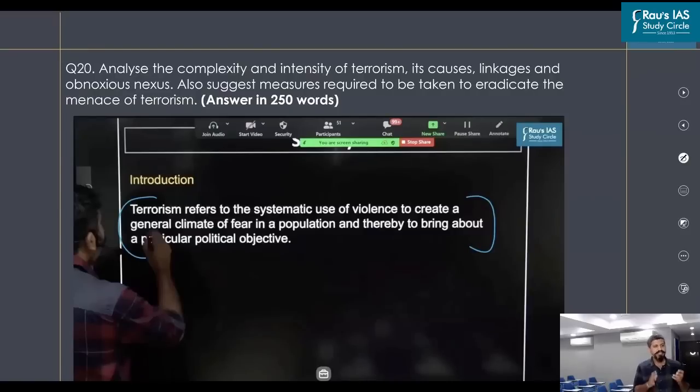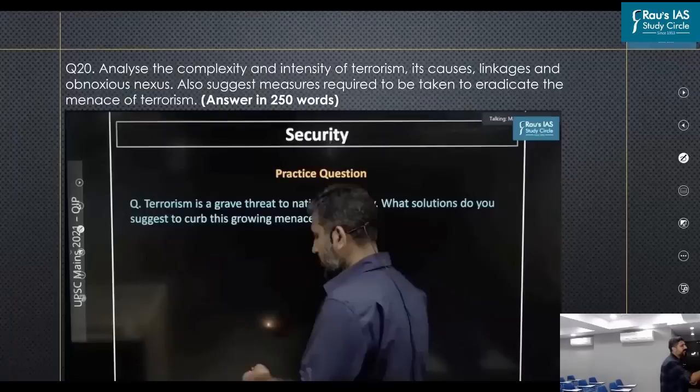So this was the basic definition that you could have prepared, and you could have used this particular definition in the introduction part of this question. Then in the second, another question that we discussed in this particular part was, terrorism is a grave threat to national security. What solutions do you suggest?